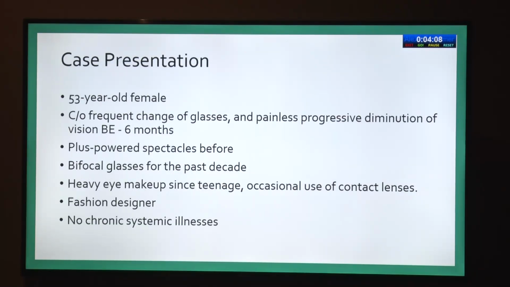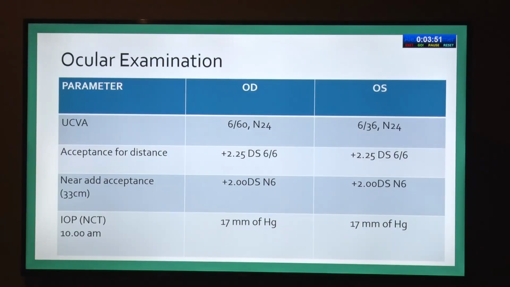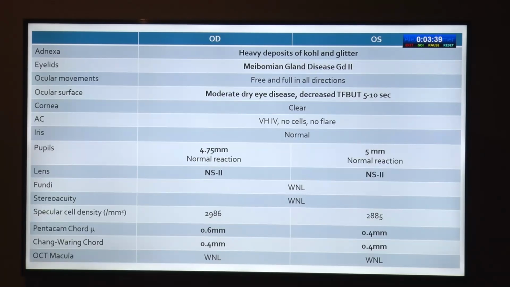This was a 53-year-old female with complaints of frequent change of glasses and diminution of vision, who had been wearing plus-power spectacles all her life and bifocal glasses for the past decade. She had been using heavy eye makeup since her teens, with occasional contact lenses, and was a fashion designer by profession. The ocular examination showed a UCVA of 6/36, which was corrected to 6/6 with plus 2.25 and N6 with an add of plus 2. The other positive findings were heavy deposits of kohl and glitter on the eyelashes with meibomian gland disease grade 2.